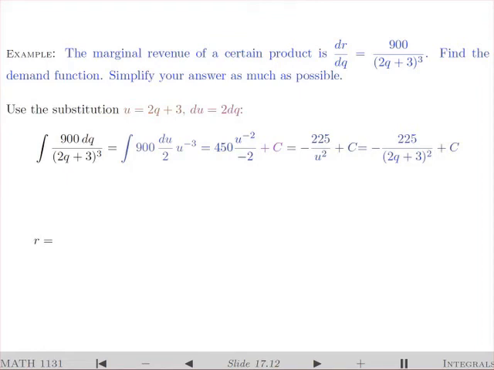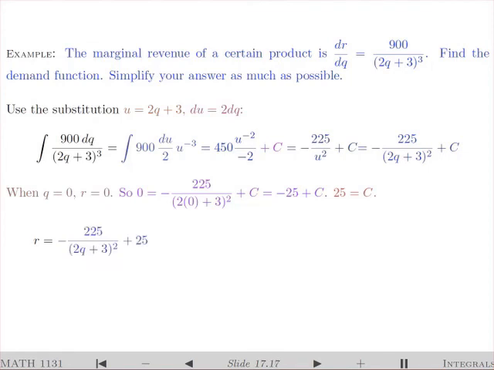To find C, I use the fact that when Q is 0, R is 0. So if I substitute 0 for Q, this whole expression should be equal to 0. So substitute 0 for Q, set that whole thing equal to 0, and solve for C. The first term here is negative 225 over 3 squared, negative 225 over 9, that is negative 25. 0 equals negative 25 plus C, so C is 25. I plug this back in, and that gives me the revenue function in terms of Q.